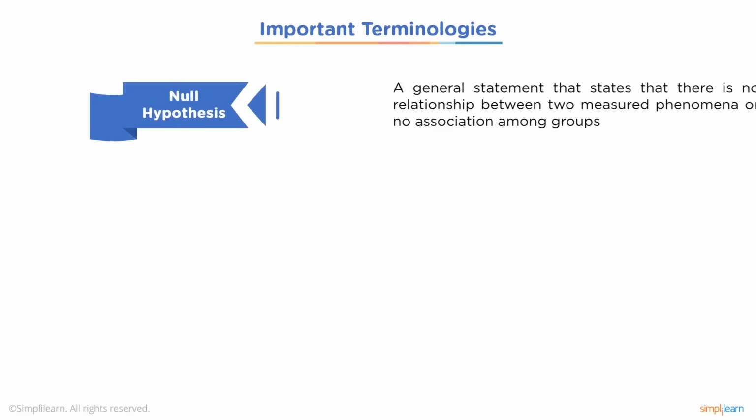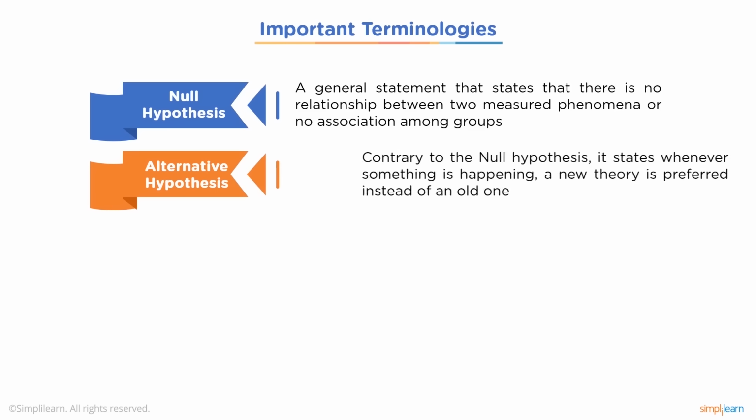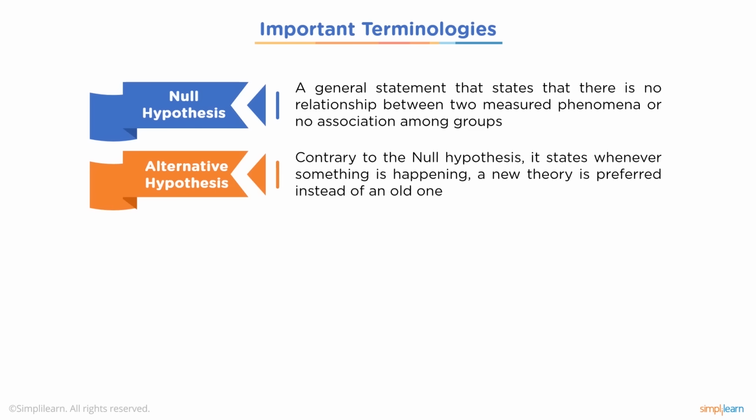So we come up to our important terminologies. We have the null hypothesis, a general statement that states that there is no relationship between 2 measured phenomena or no association among the groups. Alternative hypothesis, contrary to the null hypothesis, it states whenever something is happening, a new theory is preferred instead of an old one. And so the 2 hypotheses go hand in hand.